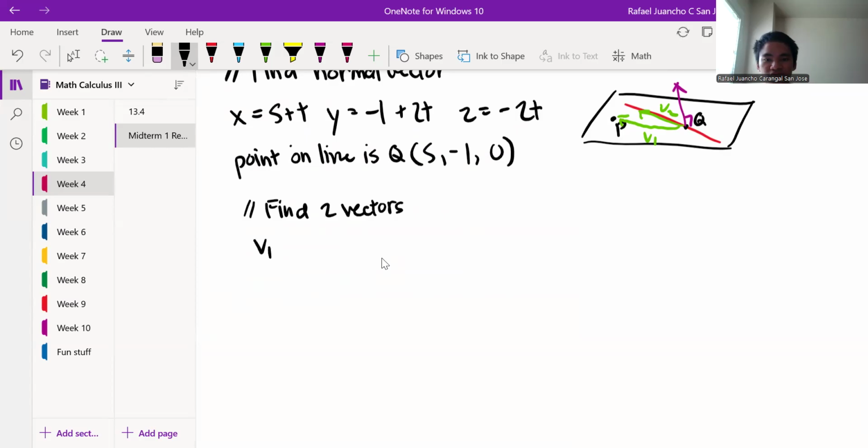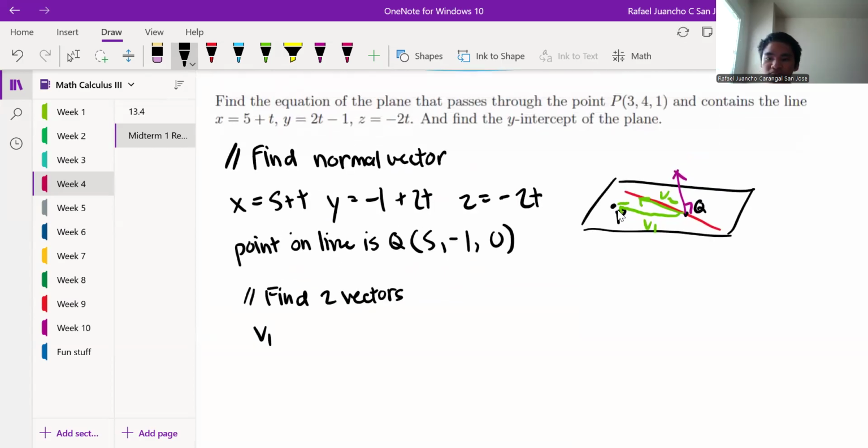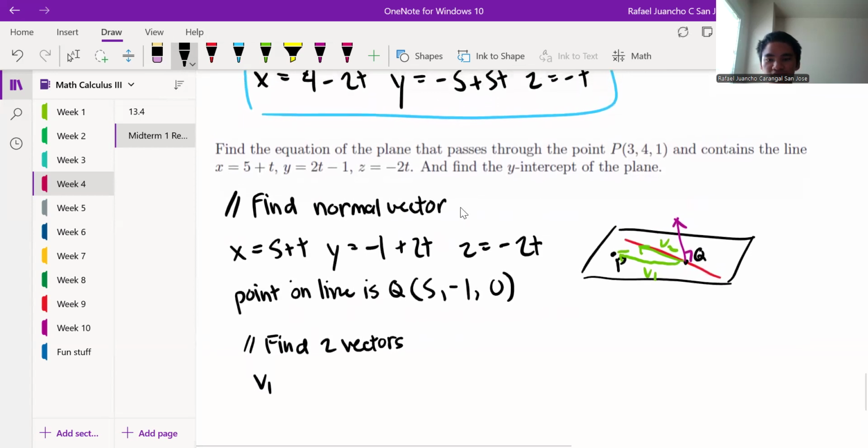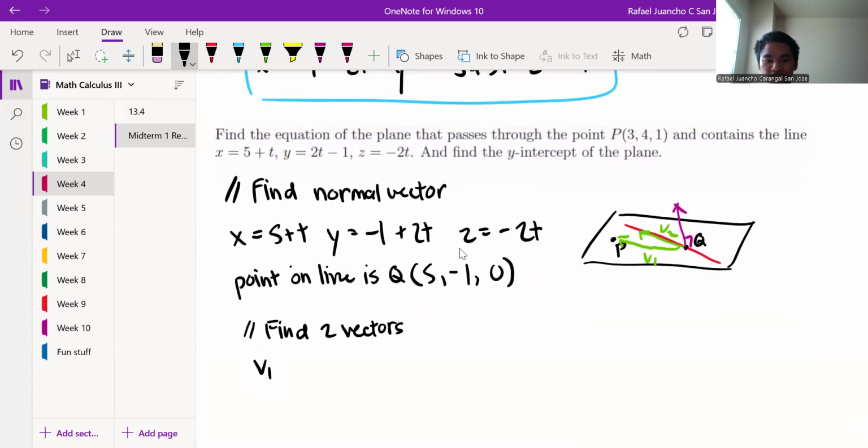So v1 is basically from Q to P. So from Q to P, well, it's just the difference in their components. So 3 minus 5, that's -2. 4 minus -1 is 4 plus 1, which is 5. 1 minus 0 is 1. So that's that first vector.